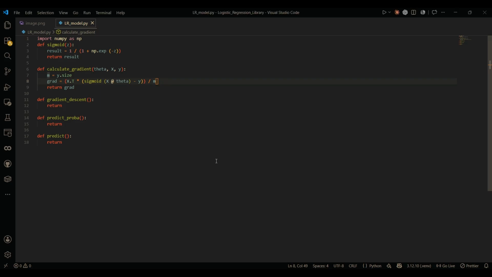What else? So next, because we want to build a library, I will put all of these into a class, and we call it LogisticRegression.